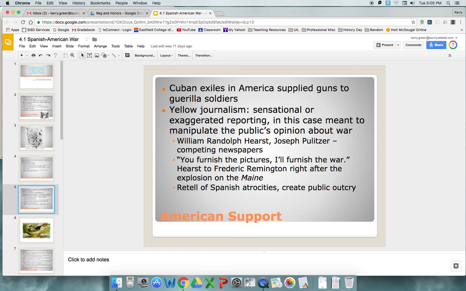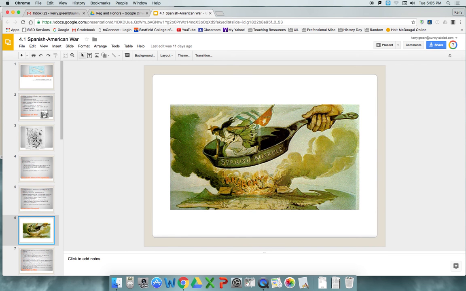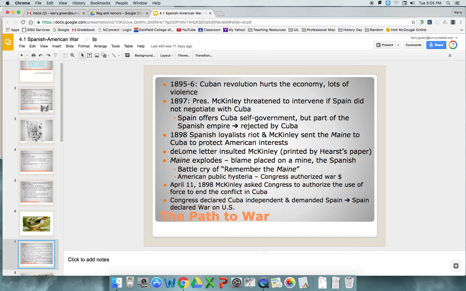The other issue is you have Cuban exiles living in the United States that are encouraging this yellow journalism and continuing to encourage revolution in Cuba itself. This is an example of a depiction of this yellow journalism and how they depict Cuba as really being tortured. It's in the frying pan, that kind of thing. So as we have this increasing demand by Cubans, encouraged in part by the yellow journalism and by the support coming from Cuban exiles, you're going to see even more tension building.